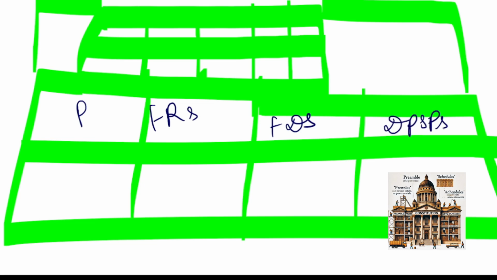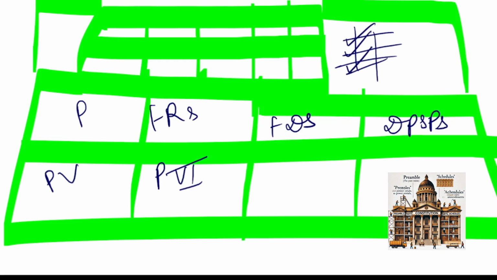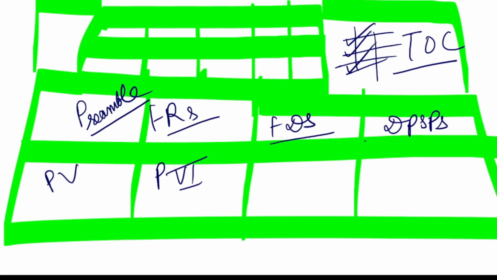So what you are supposed to do next until we meet again? Read the Constitution's table of contents. It's your best friend. Don't believe any other notes or anything else. Just directly download the Bare Act, read the table of contents, and you will get the structure of the Constitution very clearly.